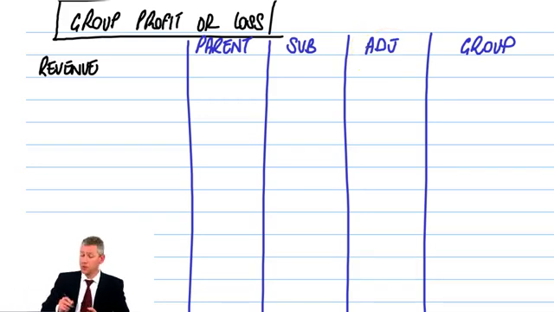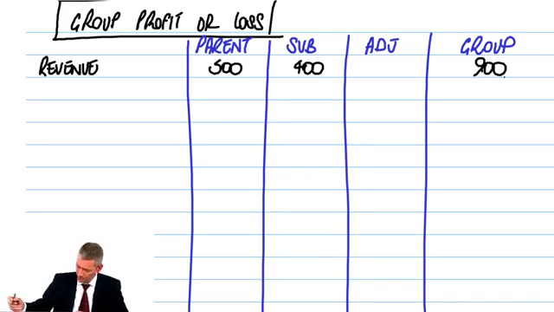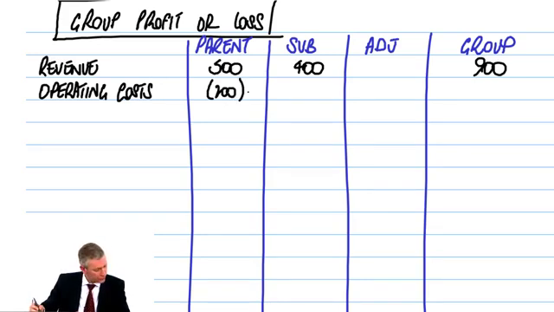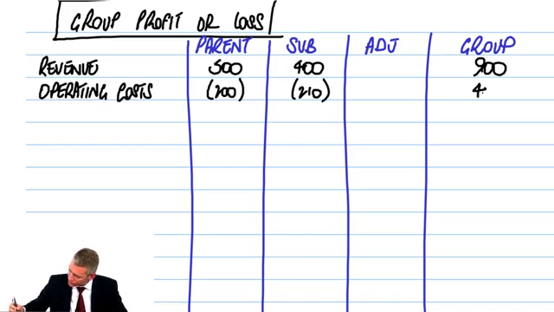So we're going to consolidate control. We've already shown what control is. So 500, 400 gives 900. Then operating costs is 200, 210 gives 410.